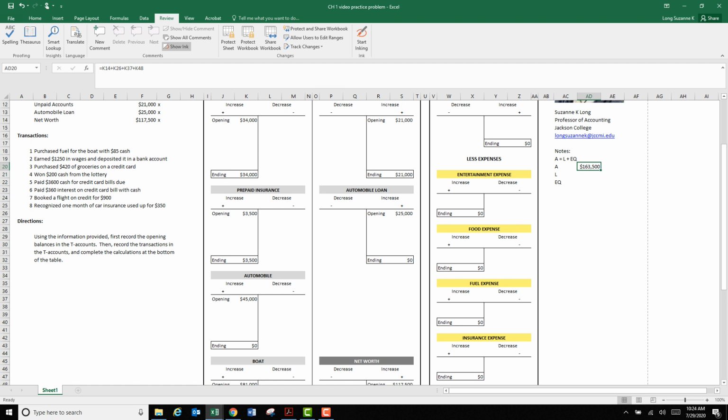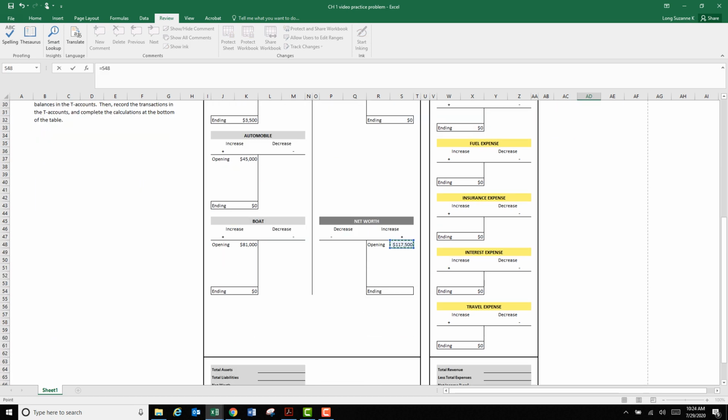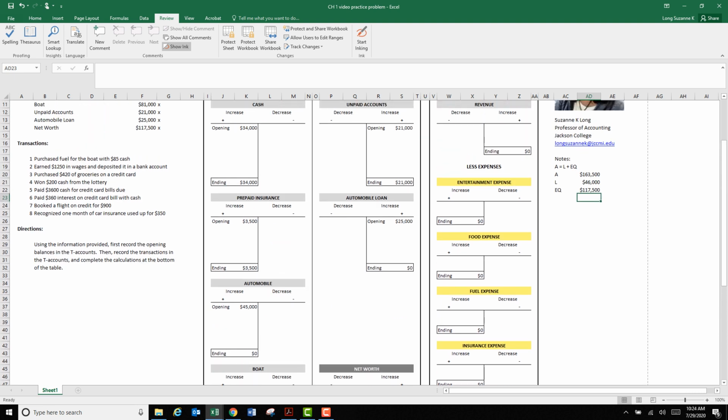And you can see my formula up here on the formula line. I did equals click, plus click, plus click, plus click, enter. Of course, you could type in the numbers equals 34000 plus. You could do it that way, but that takes longer. Liabilities equals click, plus click, enter. Equity, I'm just going to do a cell reference, equals click, enter. Okay, so there's my opening assets, opening liabilities, opening equity.